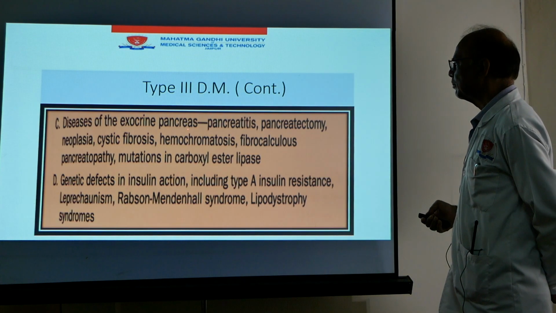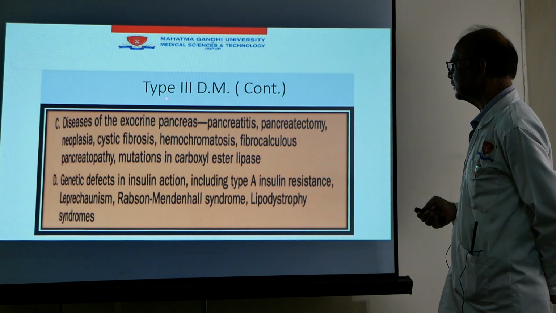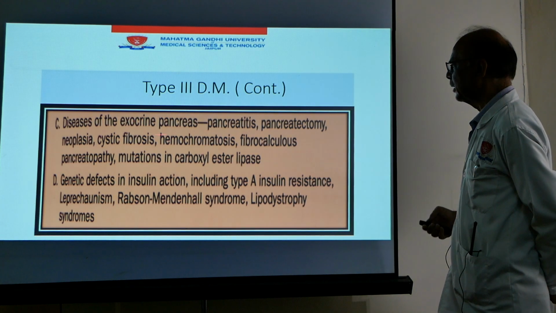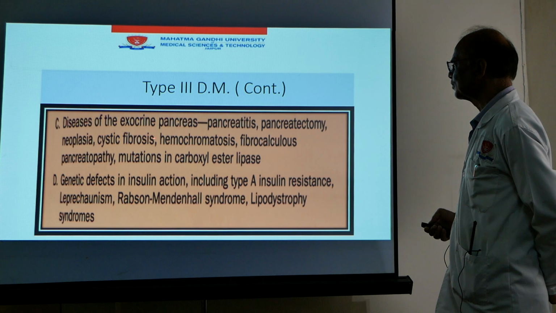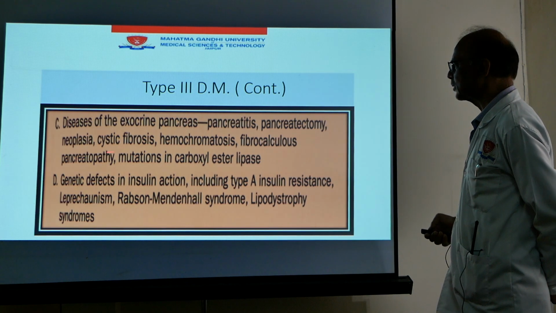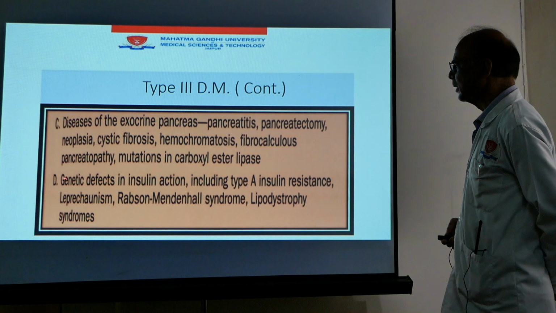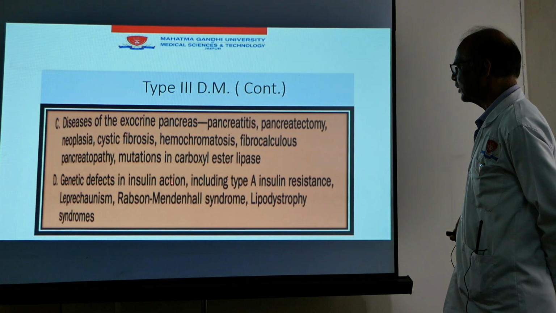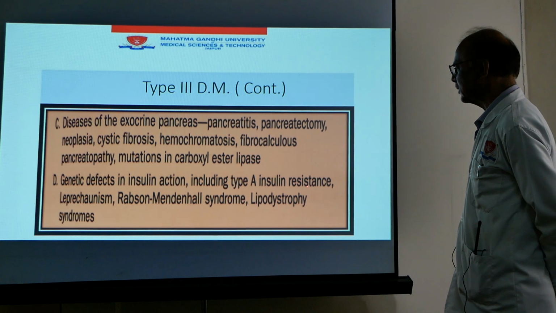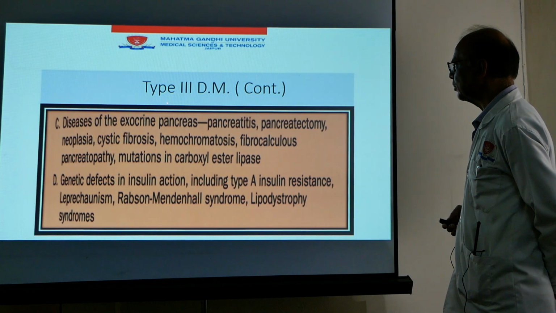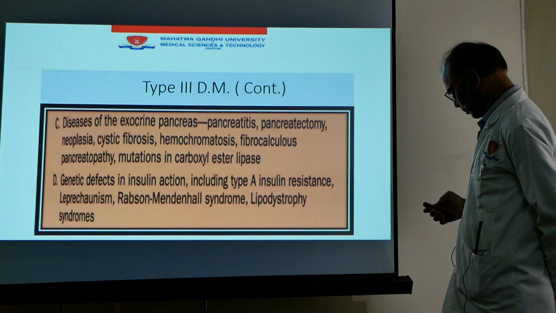Disease of the exocrine pancreas may also lead to diabetes. This has been included in type 3 diabetes mellitus. So any disease of the exocrine pancreas like pancreatitis, pancreatectomy, neoplasia, cystic fibrosis, hemochromatosis, fibrocalculous pancreatopathy, mutations in carboxyl ester lipase, genetic defects in insulin action including type A insulin resistance, Leprechaunism, Robson-Mendenhall syndrome and lipodystrophy syndromes. These are all included in type 3 diabetes mellitus.